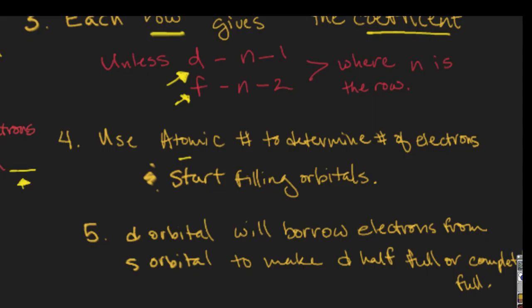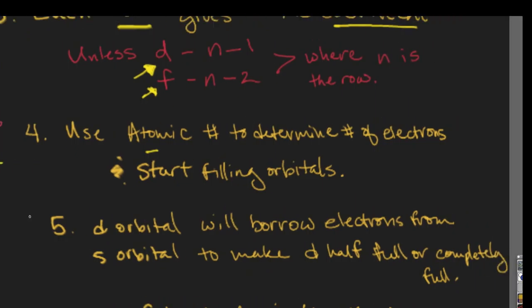Also, there's a couple weird scenarios that the d orbital will actually borrow some electrons, or hijack, or whatever you want to say, from the s orbital of that same valence shell. So the reason it does this is there's extreme stability if the d orbital is half full or completely full. So what happens is elements like chromium and molybdenum will borrow 1 from s.